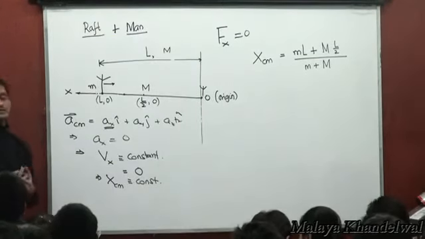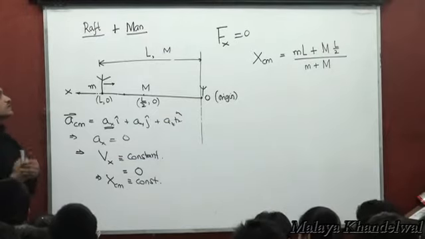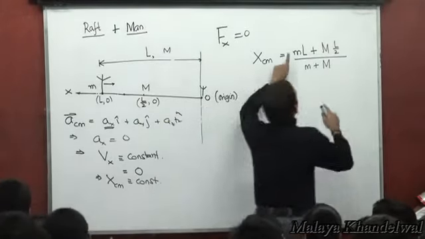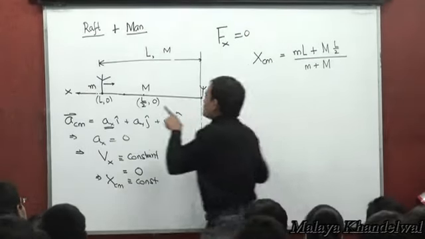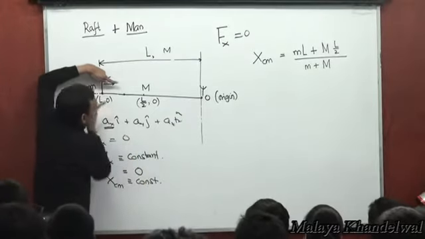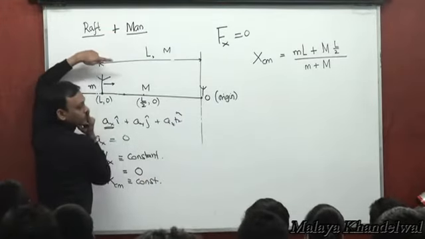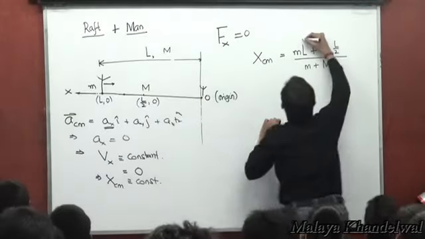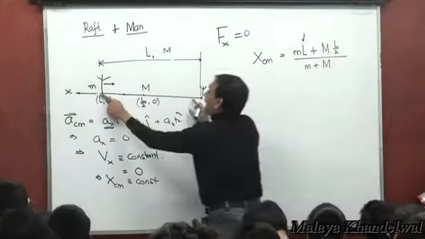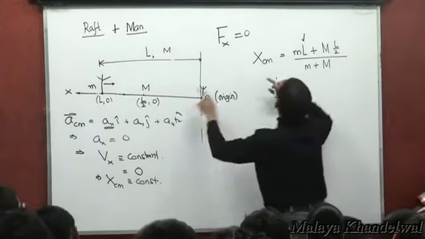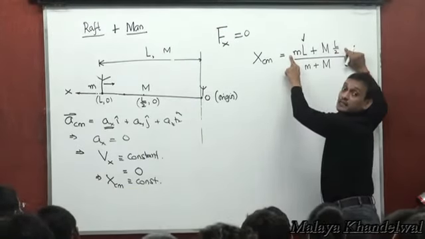And then realize that for the x coordinate of the center of mass to remain preserved, if the man attempts to walk this way, that means this increases, this decreases, right? This does not remain L. This becomes less than L, let's say. Right? This point, this becomes less than L. And if this becomes less than L, then this has to become greater than L by 2 so that this number remains the same.